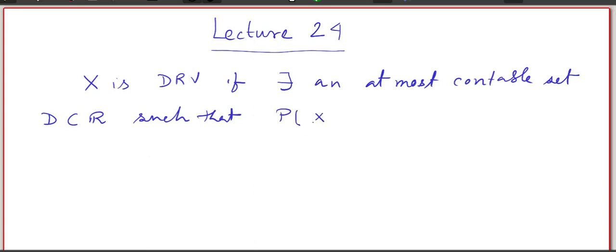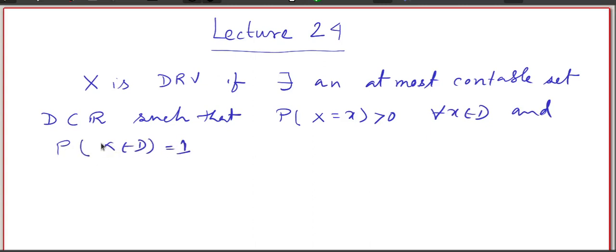probability that X equals x is strictly greater than 0 for all x belonging to D, and probability that X belongs to D is equal to 1. Okay, that was the definition. So basically, if I can find an at most countable set D such that the probability for each point in D is strictly greater than 0 and the probability that X belongs to D is exactly equal to 1, then we say that X is a discrete random variable.